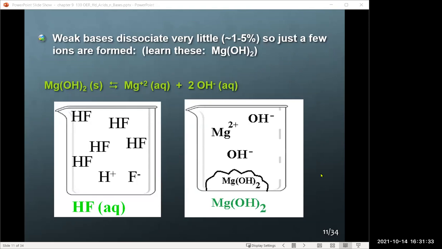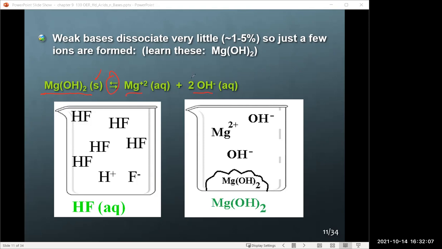Okay, now how do we show that for a base? The same way. Here's a typical base. You may be familiar with this: milk of magnesia, magnesium hydroxide. It has a double arrow. The fact that it's a double arrow means the majority of it is still intact in the formula, and it's insoluble. So we show that with the physical state S, solid. Now we still have a little bit of ions in solution, not a lot, but a little bit.